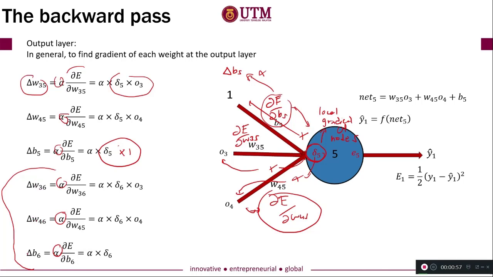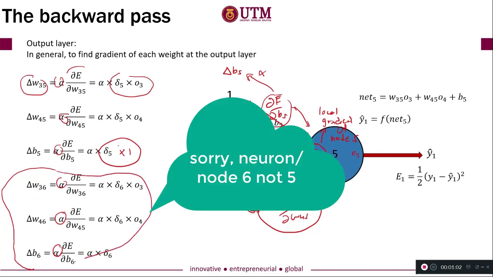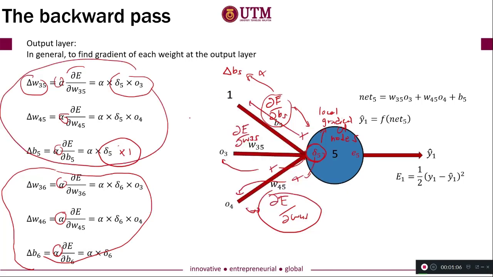the updater of W46, W36, and the updater of your bias 6 at the neuron 6, using the same concept as this one, which comes from the examination of this neuron number 5. So that means you can generalize in that way. In order to find each and every parameter involved in every neuron inside the output layer, you can use this formula.